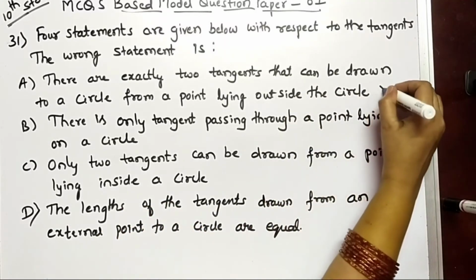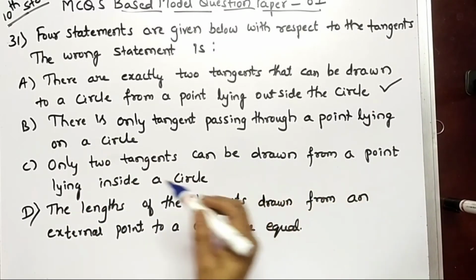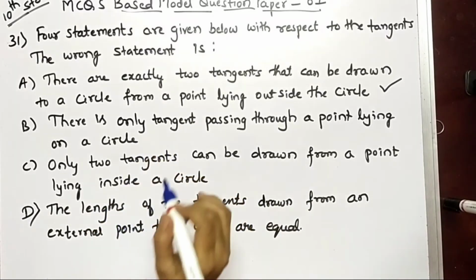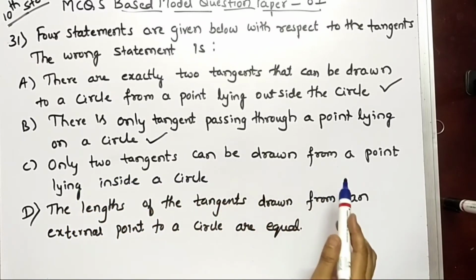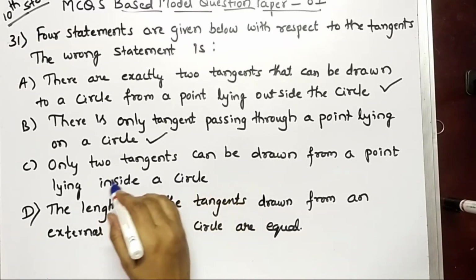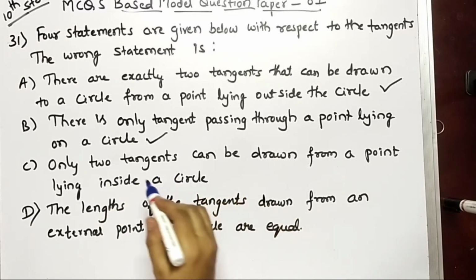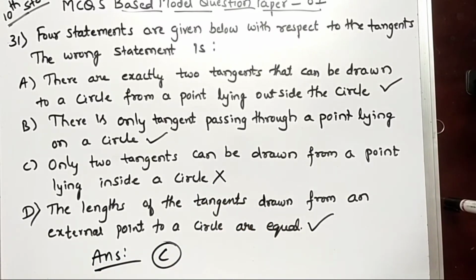That statement is correct. Next, there is only one tangent passing through a point lying on a circle. Yes, only one tangent. It is also a correct statement. Only two tangents can be drawn from a point lying inside a circle. Inside a circle, we can't draw a tangent. That is a secant. So this one is the wrong statement. The lengths of the tangents drawn from an external point to a circle are equal. Yes, it is also correct. So the wrong statement is C. Therefore, option C.